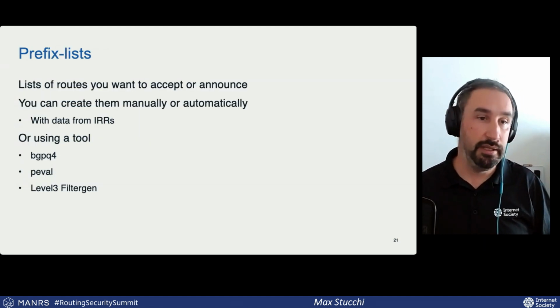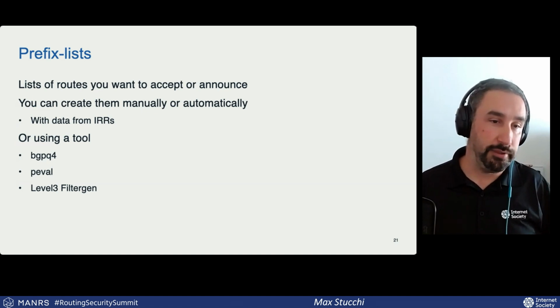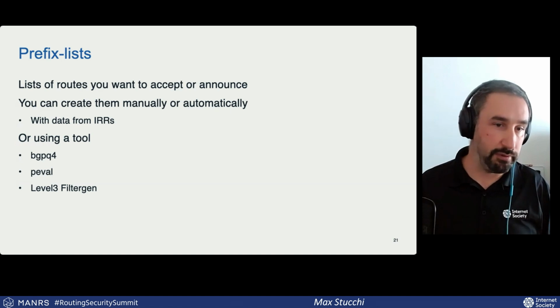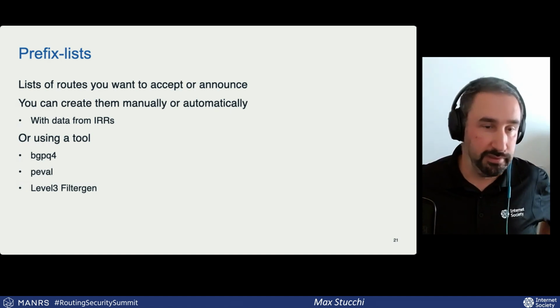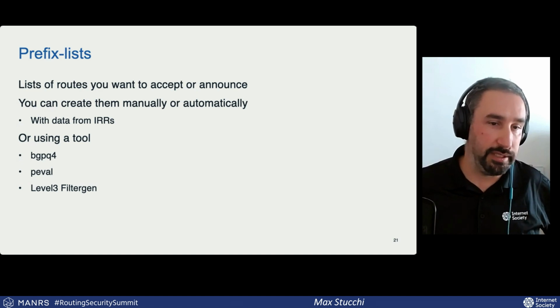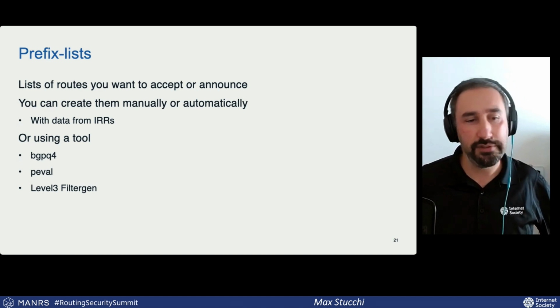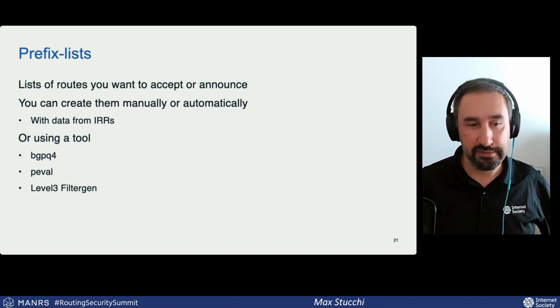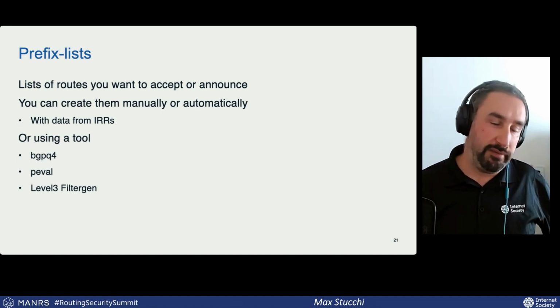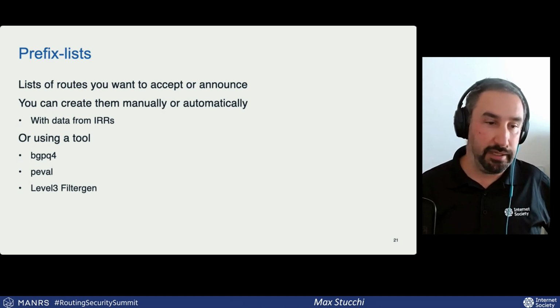And then you have prefix lists that you can build with the routes you want to accept or announce. You can create them manually or automatically, and especially with data from the IRRs. So I suggest using a tool. BGPQ4 is the latest and greatest. PEVAL is there as well. It's part of the IRR tools.